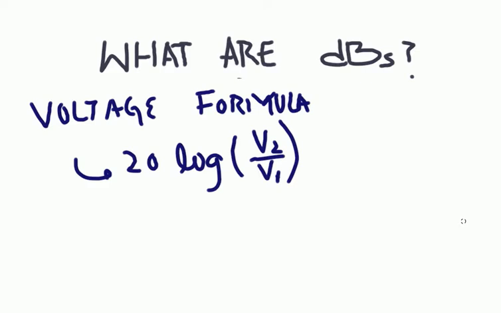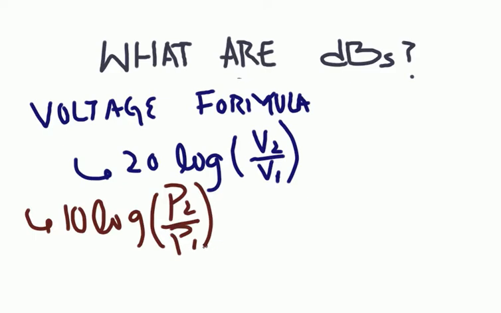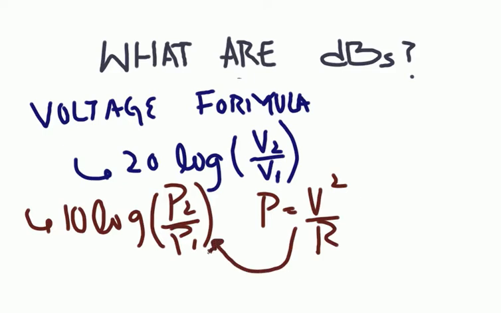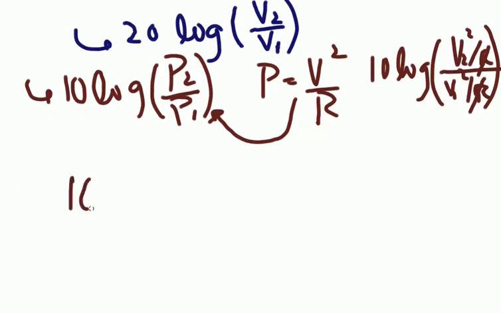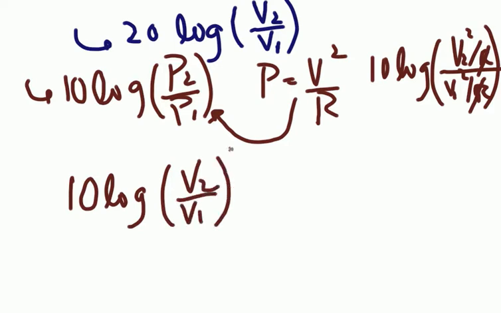Here is why. The normal formula tells us that we have to take 10 log of P2 over P1. We know that the relationship between power and voltage is a square one: P is equal to V squared over R. When we put this in this equation, we get 10 log of V2 squared divided by R, over V1 squared divided by R. The R's will cancel out, and what we will be left with is 10 log of V2 divided by V1, whole squared.